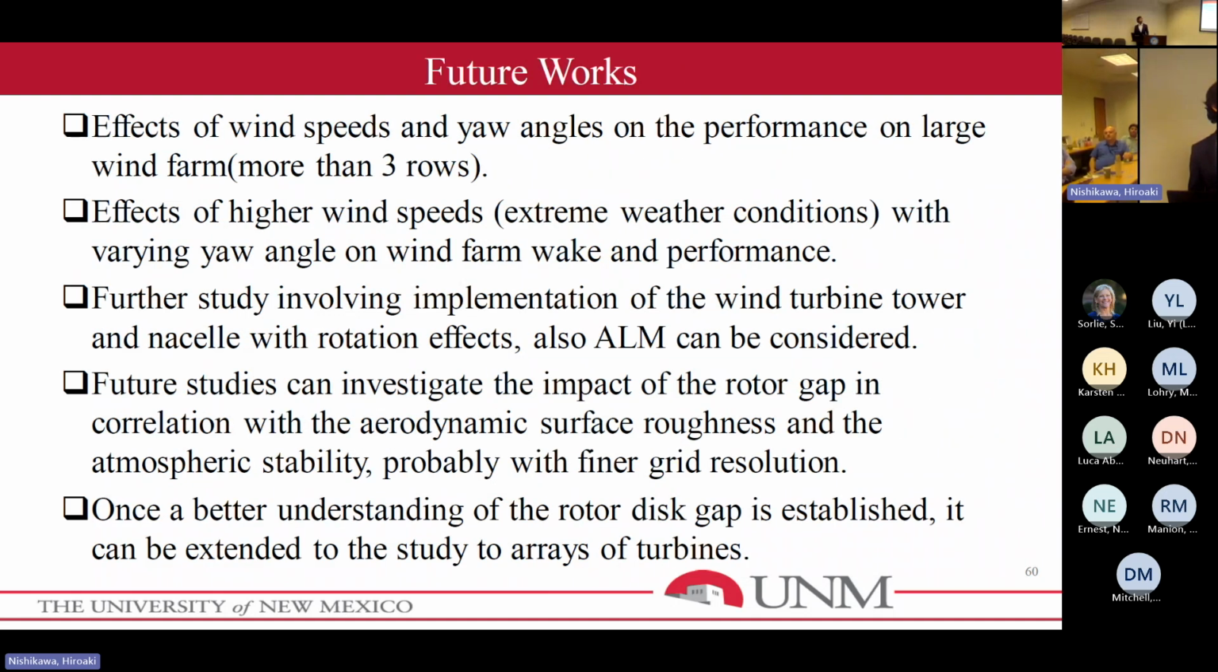So those are the future works we tried to do. We just included 3 rows of turbines. Probably we can extend it for more rows of turbines, or we can consider extreme wind speed conditions, because we just considered the highest velocity, 10.4. But we can simulate for higher wind speed. And we can also study this with other wind turbine implementations, like the actuator line method, or rotating, or including the turbine tower or nacelle.